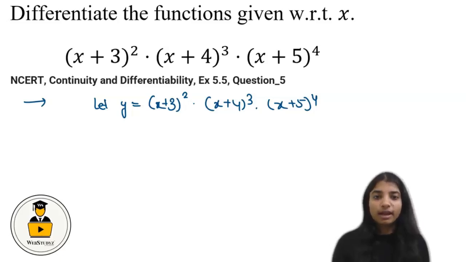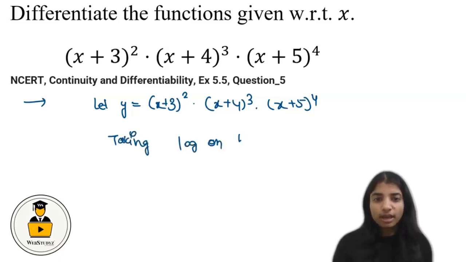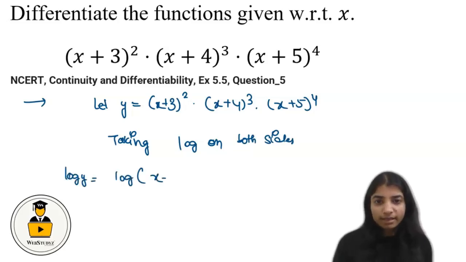If we directly find the differentiation, it will become very complicated. So firstly, we are going to simplify this term. In order to do so, we are going to take log on both sides. So taking log on both sides, log of y is equal to log of (x+3)^2 multiplied by (x+4)^3 multiplied by (x+5)^4.